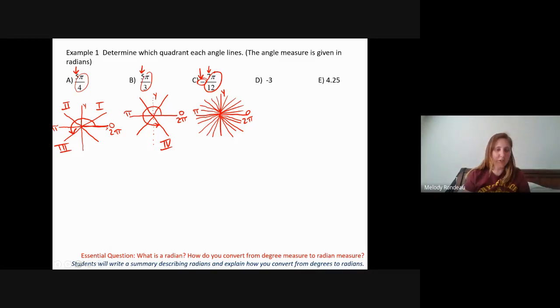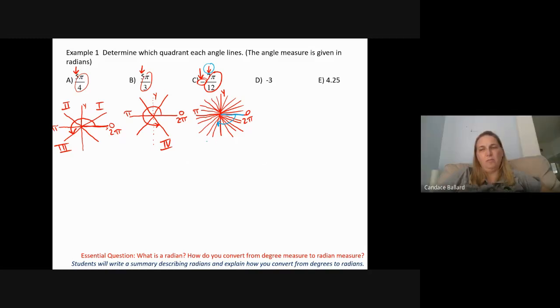I'm going to change colors so we can see a little bit better. All right. So the negative means I still start at x always. That's my initial side. I'm going to count backwards and I'm counting to 7. So I'm going to go 1, 2, 3, 4, 5, 6, 7. Which quadrant am I in?